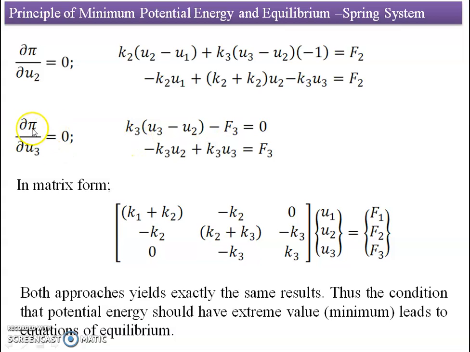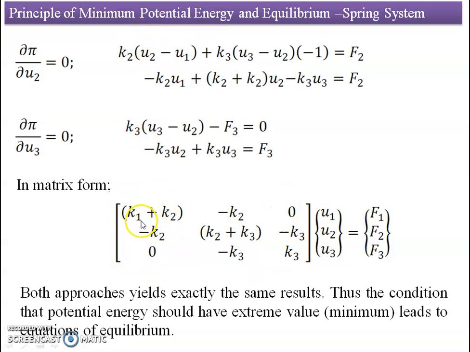Now, partial derivative of pi with respect to U3. I am going to differentiate with reference to the third displacement component. That's why I will get K3 in bracket (U3 minus U2) minus F3 equals 0. So we'll get the relation: minus K3 into U2 plus K3 into U3 equals F3. I will put all these resulting relations in matrix form.